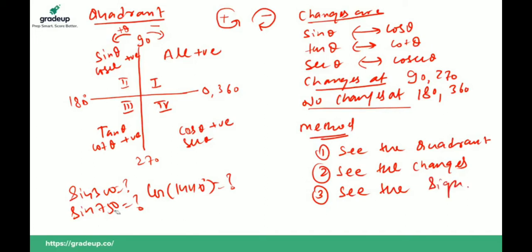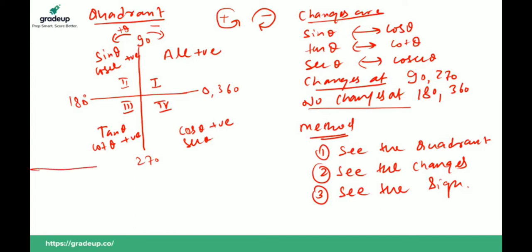Now I will tell you how we change something into something. What about this? If we have sine 90 minus theta, what will be the value of this? I will tell you, don't worry. Sine 90 minus theta is what? First go to the method, see the quadrant. Always remember theta is an acute angle here. If I subtract theta from 90, this will fall in the first quadrant. Now see the changes.